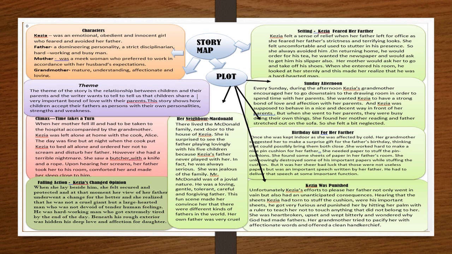She always avoided him. On returning home, her father would order his tea. He demanded the newspaper and would ask to get him his slippers also. Kezia's mother would ask her to go and take off his shoes. When she entered his room, he looked at her sternly, and this made her realize that her father was really a hard-hearted man.